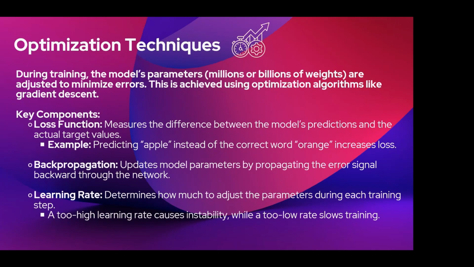Next, we'll look at optimization techniques. When we do training for the first time, we can't guarantee that it will be perfect. So we have to keep adjusting the model's internal weights and some of the parameters to reduce errors. Some of the techniques that we will be using here are loss function, back propagation, and understanding the learning rate. Next slide.